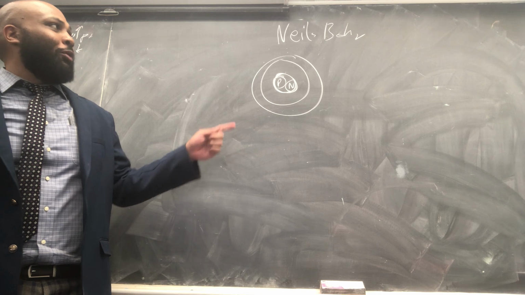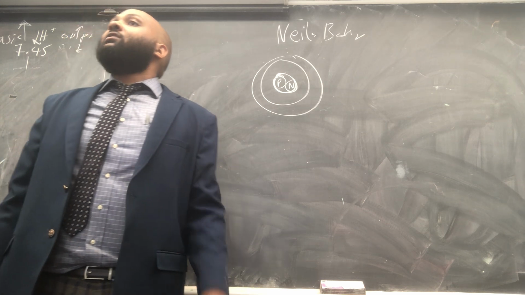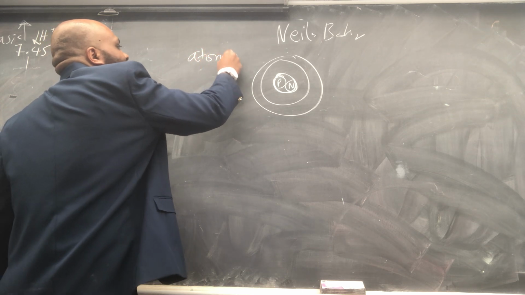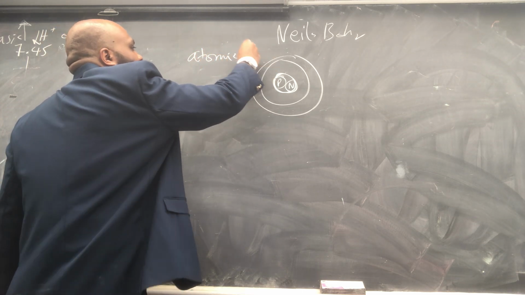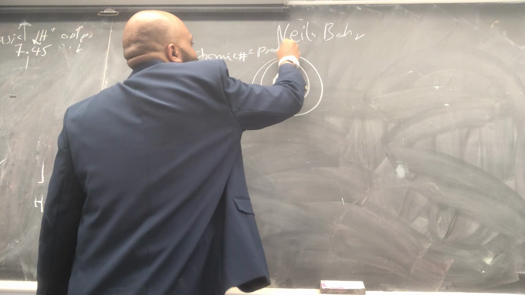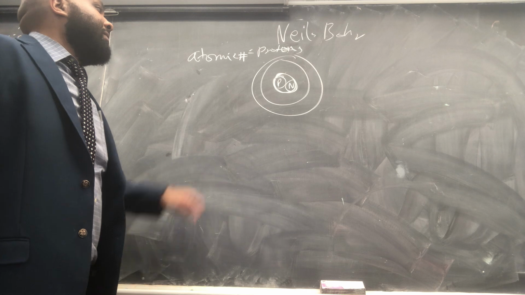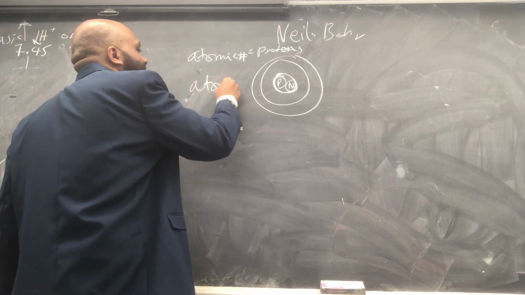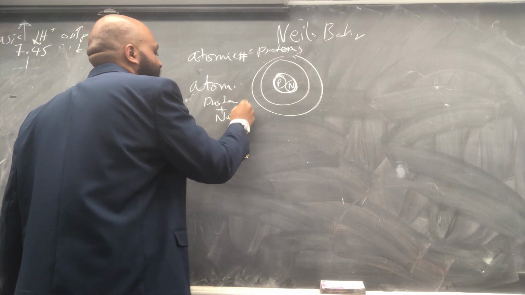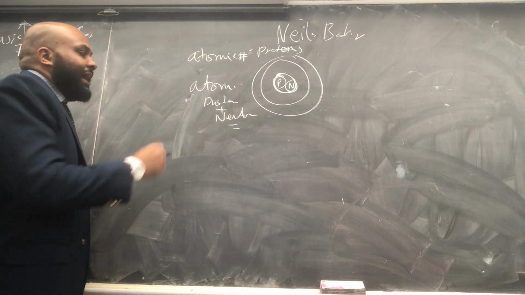Okay? So what did Niels Bohr say? He said that in the nucleus we have protons and neutrons. So what's the atomic number then? The atomic number equals the number of protons. Not protein, protons. So the atomic number is the number of protons. And the atomic mass equals the number of protons plus the number of neutrons together. So that's the atomic mass.